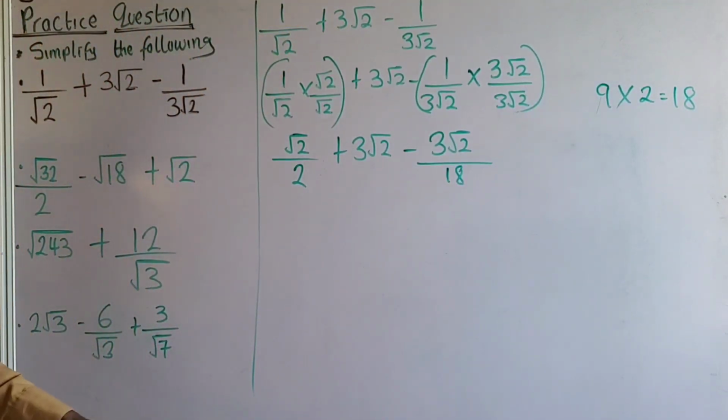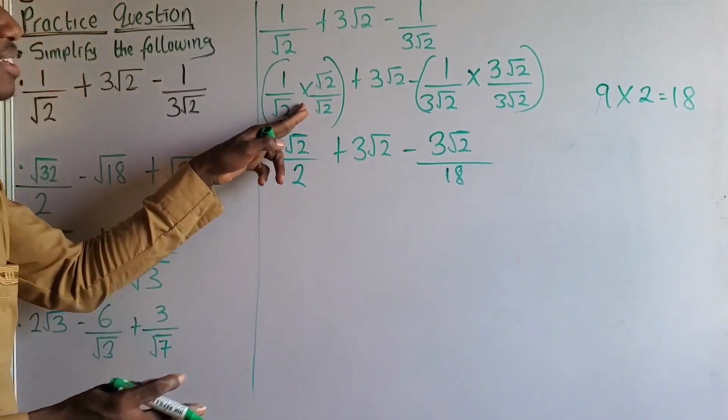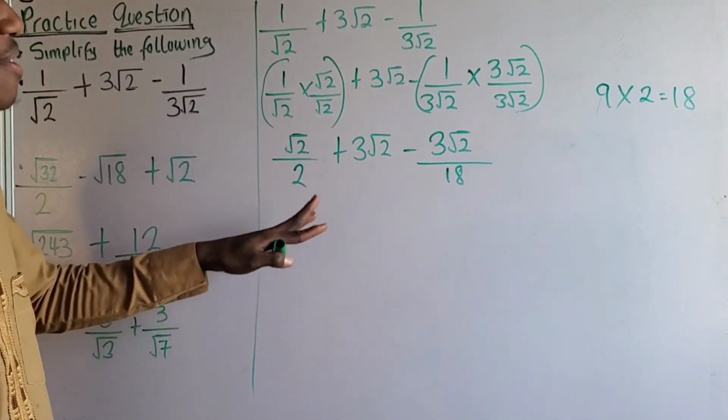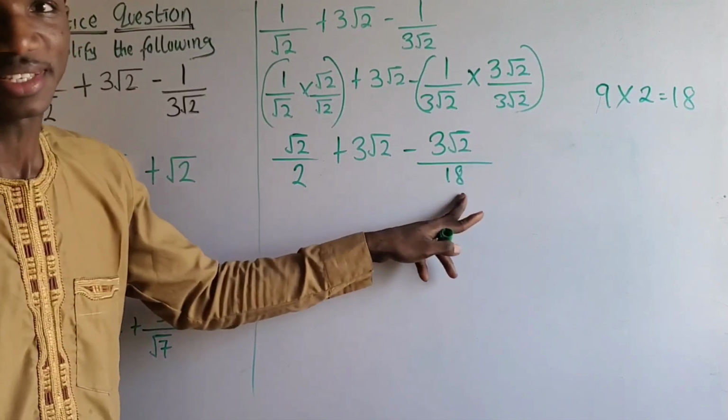Now, you can see that by rationalizing each individual fraction, I have a rational number at the denominator, this 2 and this 18.